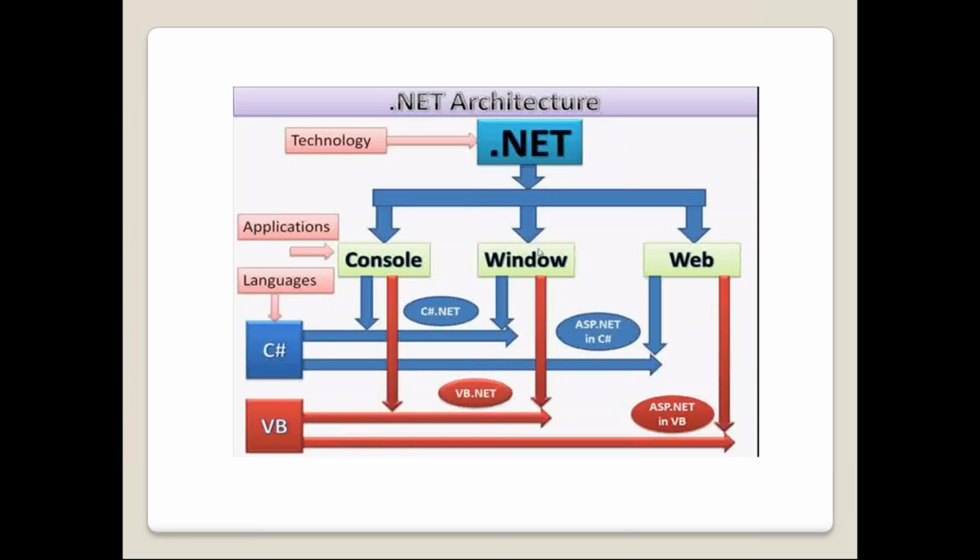Okay. Gotcha. So here, the first one is the console application. It doesn't have any UI. So it's just like the C programming language, but having all the features of the .NET framework. That means the reusability will be there and the security will be there. So everything will be there. That is your console application.